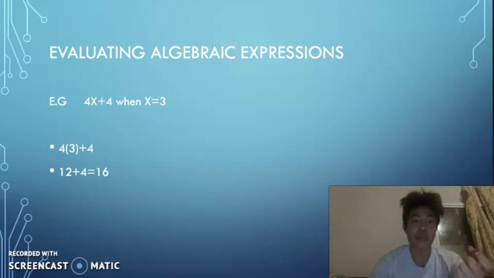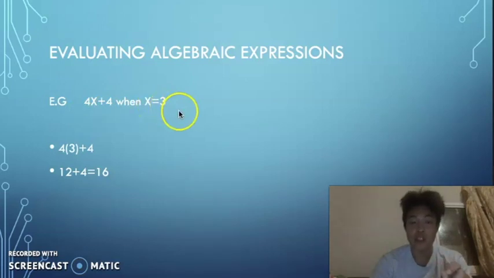So when we are evaluating algebraic expressions, what we are doing is we are plugging in a number for that variable. So for example, we have 4x plus 4, and we are saying when x equals 3, what does 4x plus 4 represent? What is that expression? Remember, the expression is a mathematical statement. So what is the statement 4x plus 4 making when the variable x equals 3?